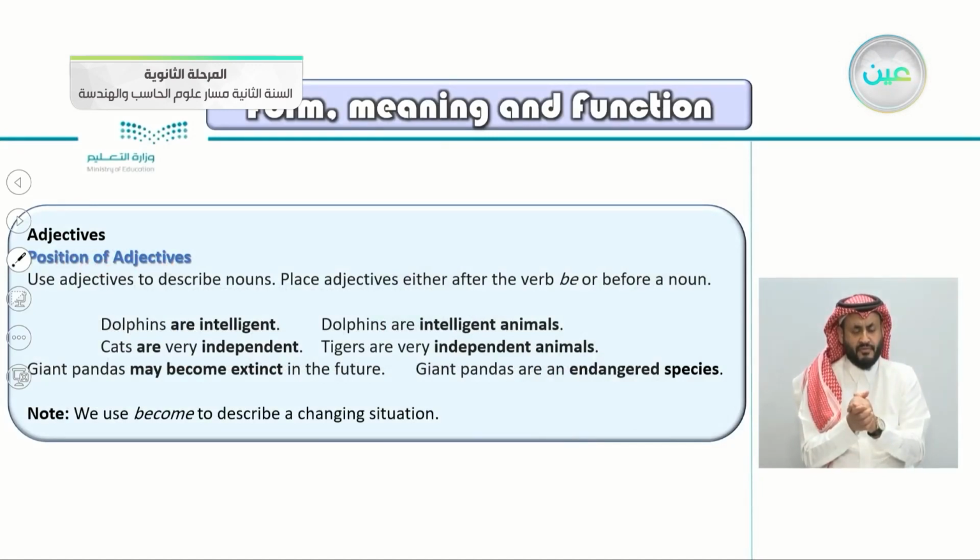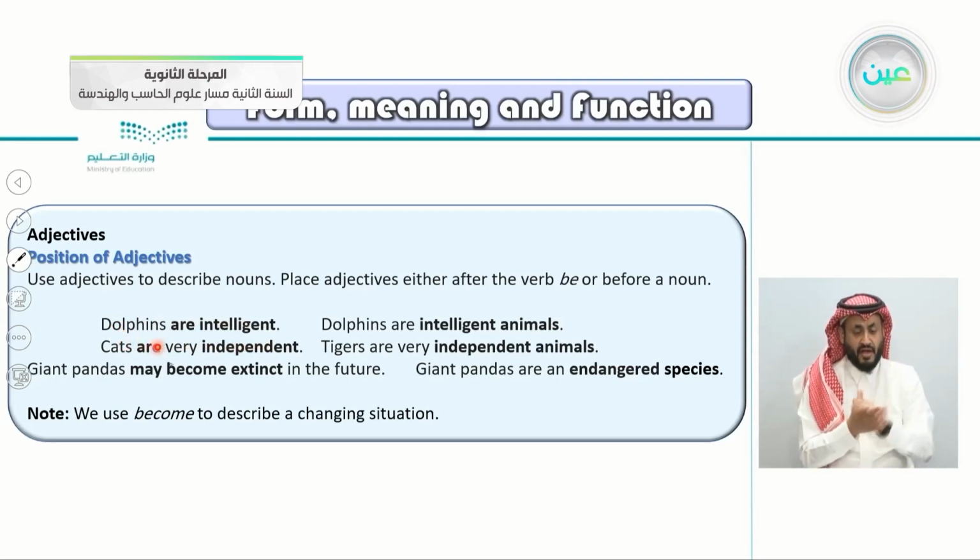Position of the adjectives. Use adjectives to describe nouns. Of course we know adjectives, we use them to describe nouns. Place adjectives either after the verb be, pay attention here, or before a noun. So where do we put the adjective? Either after the verb be or before a noun. So dolphins are intelligent, and here are is the verb to be. Dolphins are intelligent. Cats are very independent.